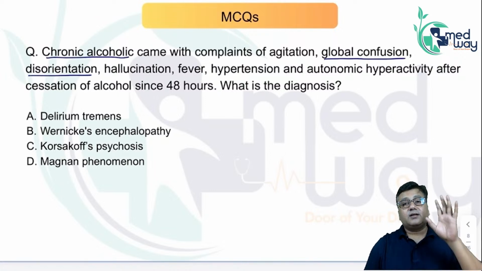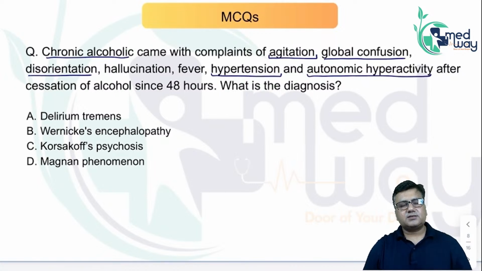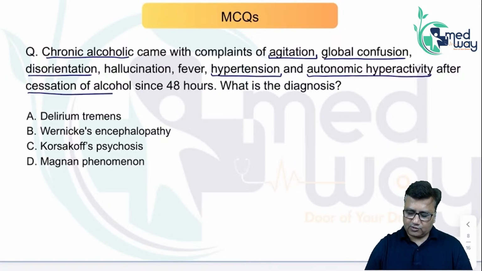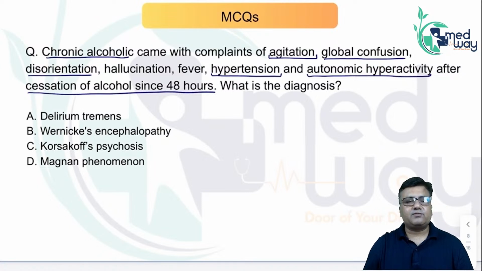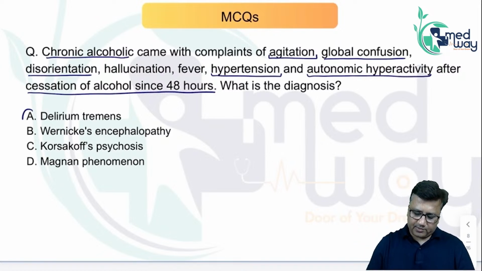Global confusion is given, disorientation, right? But apart from that, the person is agitated, right? Hypertension, autonomic hyperactivity, all these things have suddenly started to happen with him after cessation of alcohol since 48 hours. This sudden precipitating situation that happens due to sudden withdrawal of alcohol in a chronic alcoholic, typically after 2 to 3 days, is called delirium tremens.